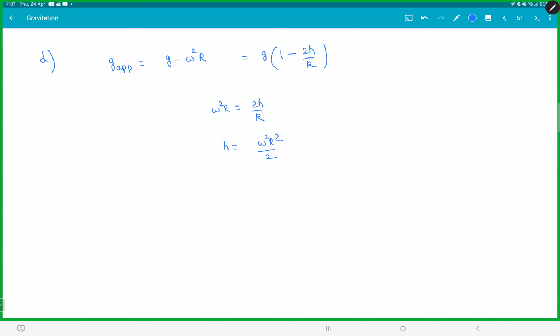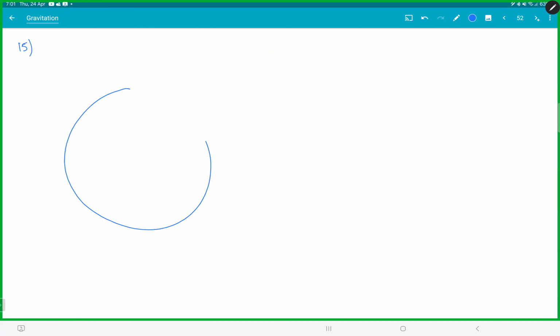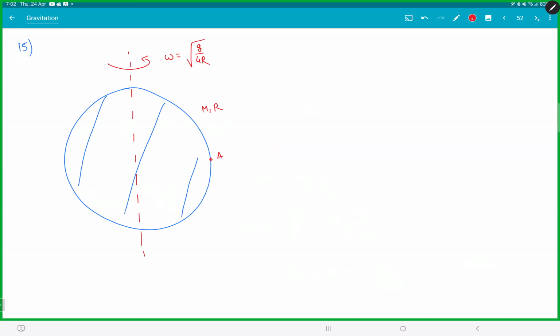Next one. This is a good one. So we have a planet. This guy is rotating with omega root over g by 4r, mass m and radius r. So A is a point on a surface. Then what happened? Due to internal forces, the planet shrunk.